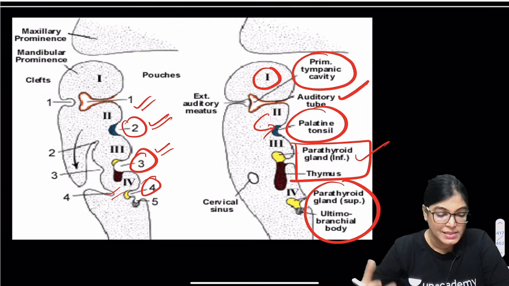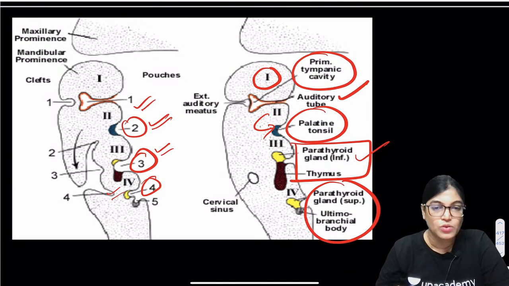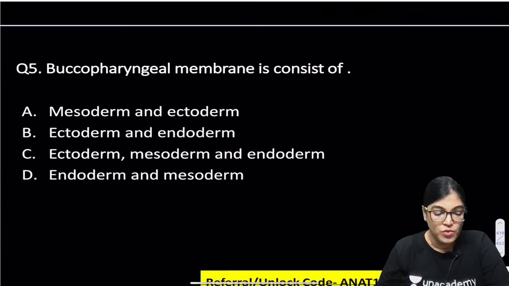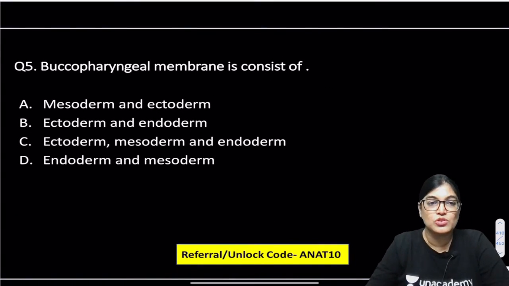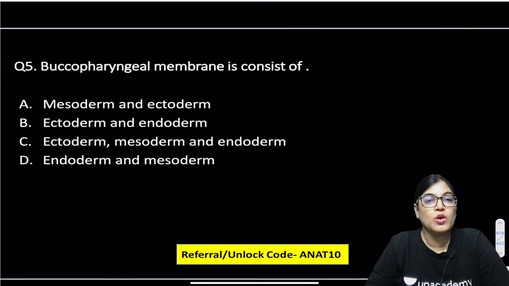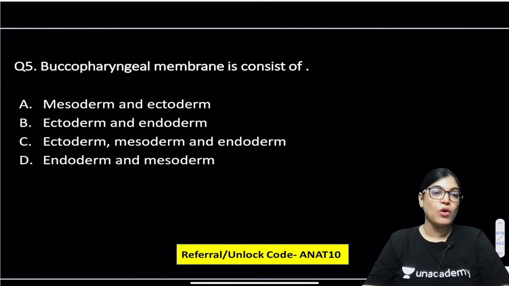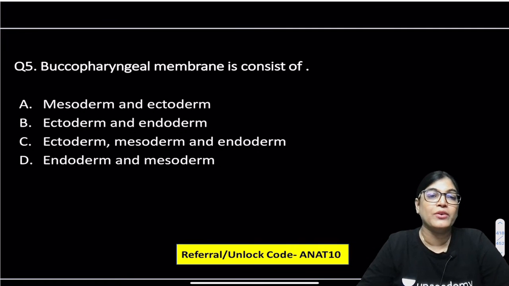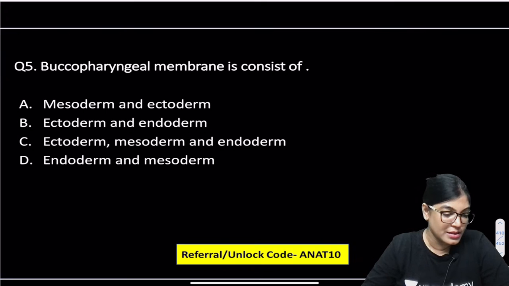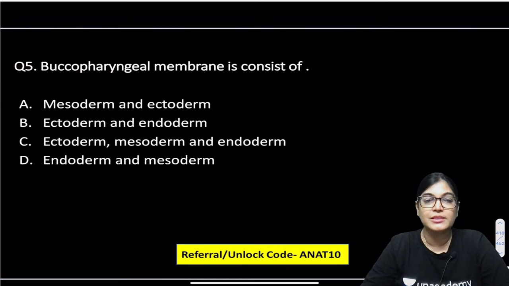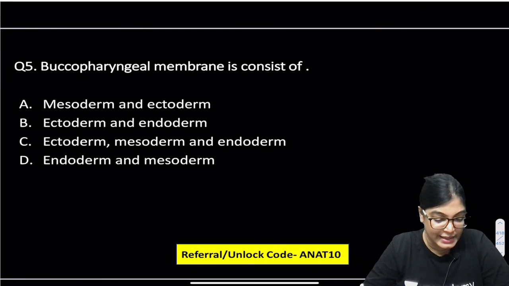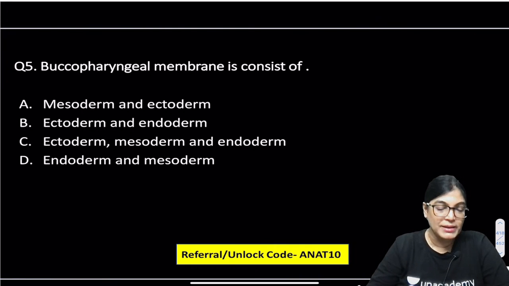So once again, you can revise this. If slightly confused, you can revise this so that you will get the correct one. Let's move on to the fifth one. The buccopharyngeal membrane consists of which of the following two layers? Endoderm, mesoderm, ectoderm, or all three layers? Okay, great Saran. So mark the correct answer. Question number five, mark the correct answer. The buccopharyngeal membrane consists of how many layers, and which is the correct answer? So your time begins now.